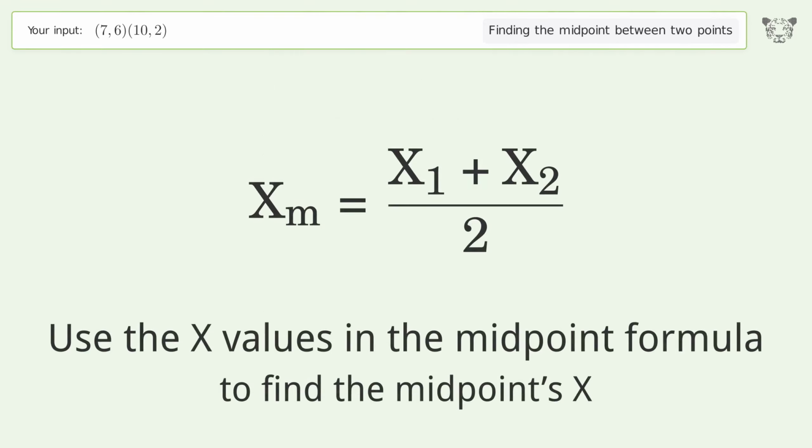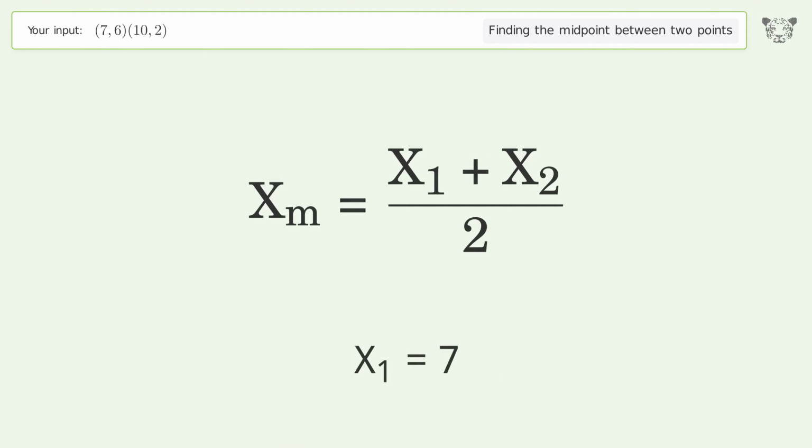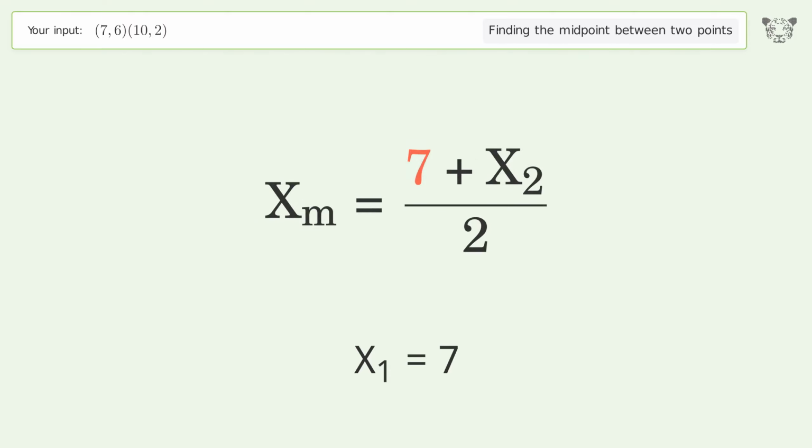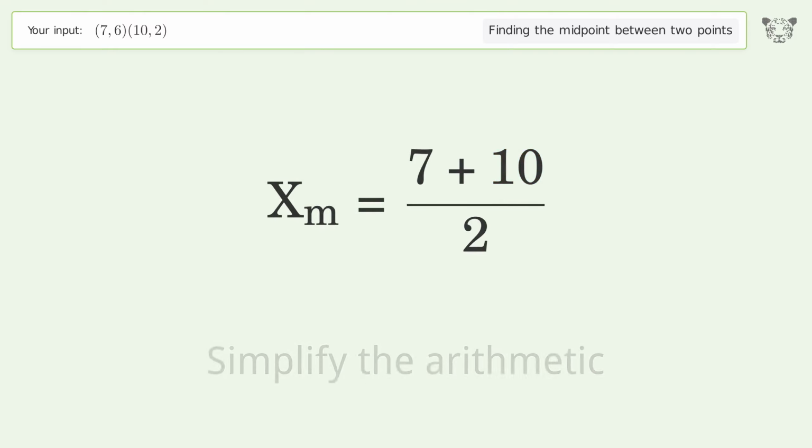Use the x values in the midpoint formula to find the midpoint's x. x1 equals 7. x2 equals 10. Simplify the arithmetic.